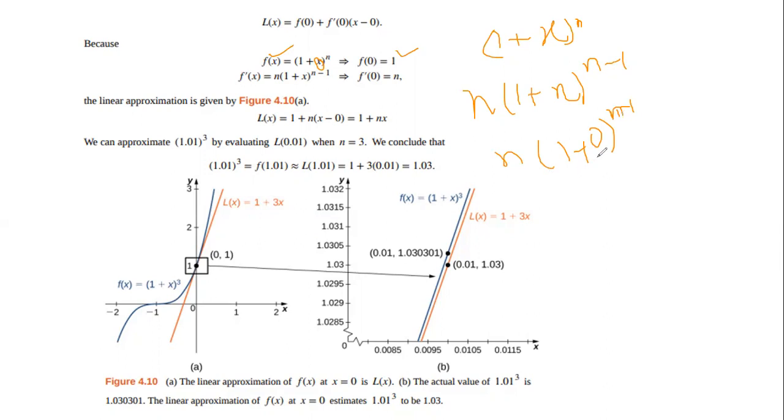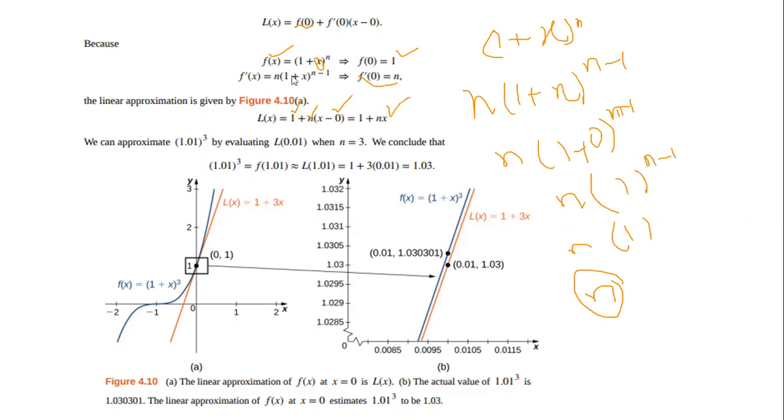So 1 plus 0 will be 1, and 1 to any power always equals 1, so the answer will be n. Okay, so this is the derivative value. So I put f(0) equals 1, then the derivative value at 0 equals n, and x minus 0, so it will be 1 plus nx.